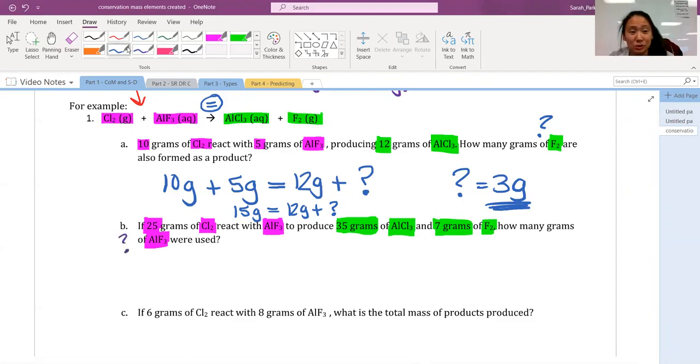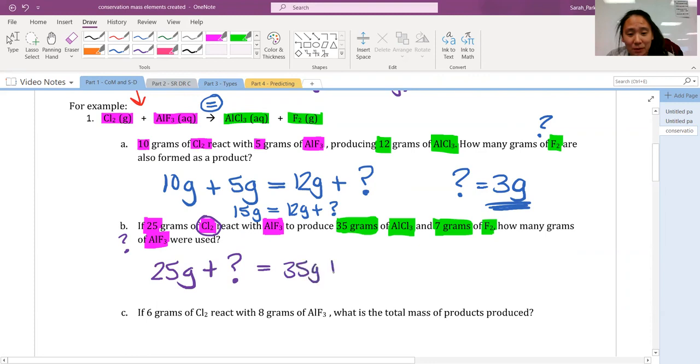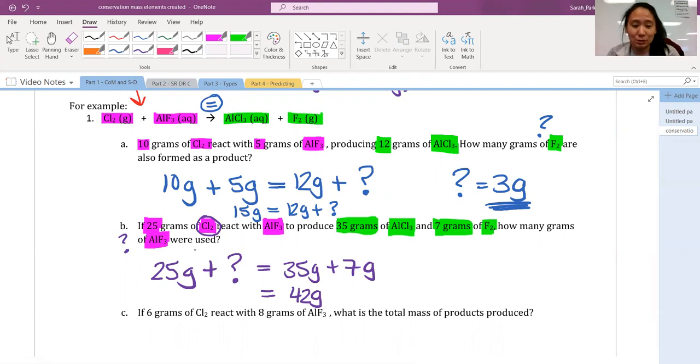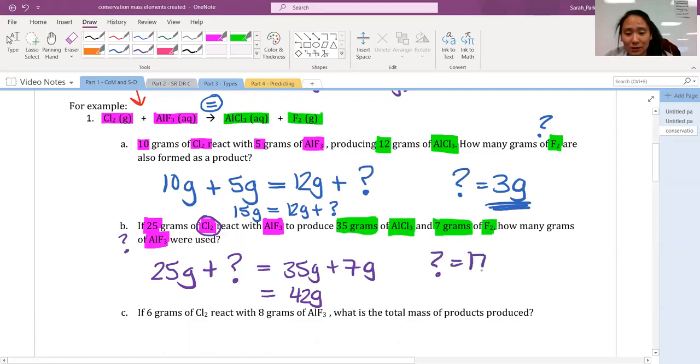So now we have to do substitution again. You know you started with 25 grams, so you replace the chlorine with the number 25, plus the unknown number for aluminum fluoride, is equal to what? You have 35 grams plus 7 grams. So you're doing the same thing. This right-hand side is equal to 42 grams. So how do we get 25 grams off to the other side? What is the opposite of addition? It is subtraction. So what is this unknown number? This unknown number is going to be 17 grams.